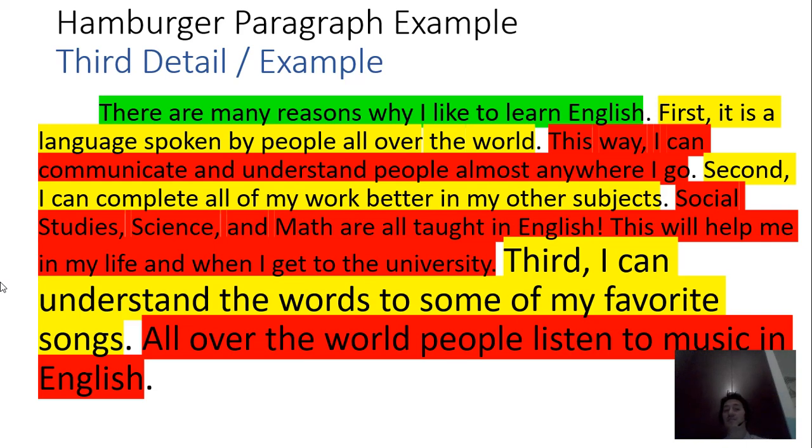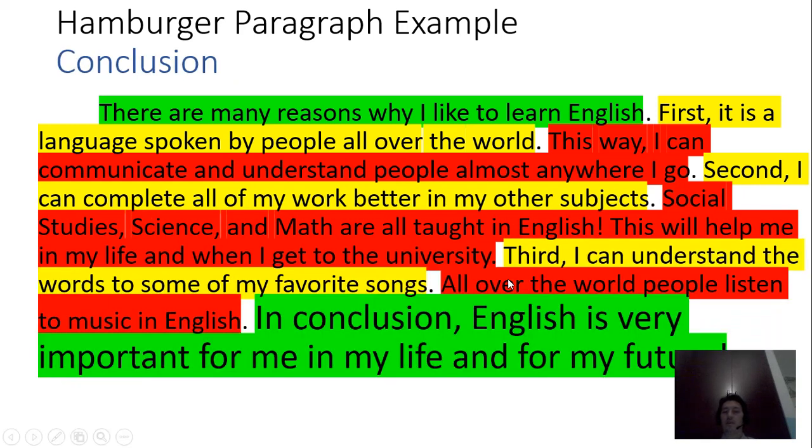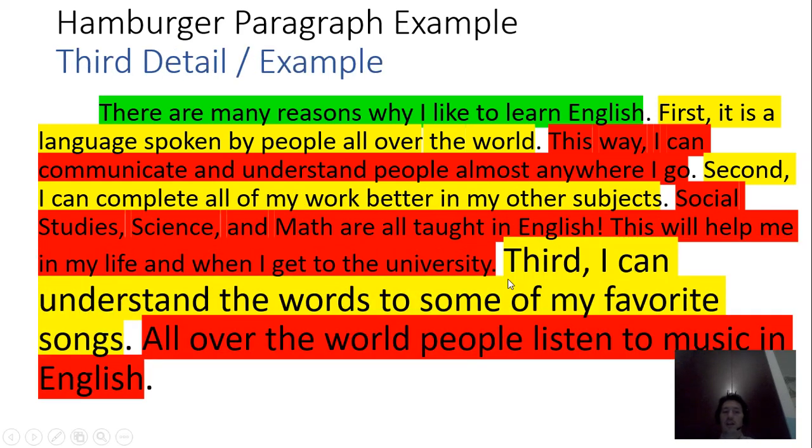Not just songs, there's movies too. Think of all of the movies that are made in English. When the movie theater here in Ruiz, well, it's not open right now because it's quarantine time, but whenever we're not in quarantine and the movie theater's open, you can go to the movies and watch a movie in English. So this way you can understand that. So 3 reasons why. So again, my third detail, I'm slowing down. The third, I can understand the words to some of my favorite songs. Now I stop. All over the world, people listen to music in English.